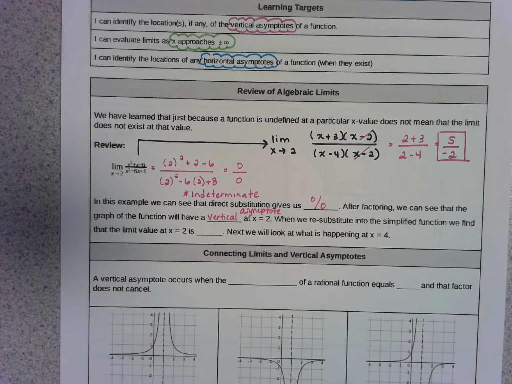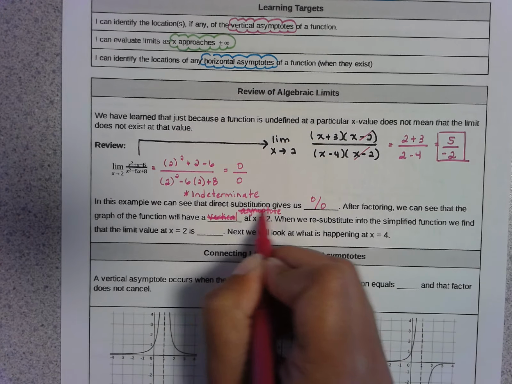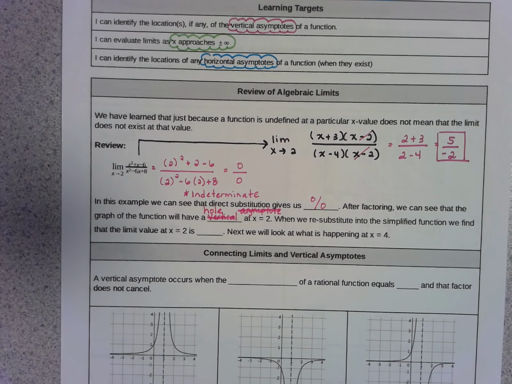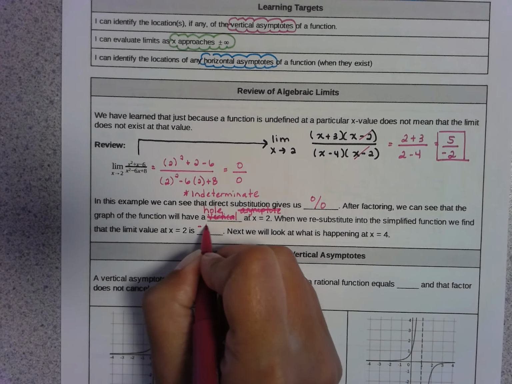at x equals 2. Oh, I'm sorry, not a vertical asymptote. That was my bad. It's actually a hole at x equals 2 because those factors cancel, which was the next thing I was going to talk about. We're going to have a hole there because the factor cancels from both the numerator and the denominator. When we resubstitute into the simplified function, we find that the value of the limit is negative 5 over 2.